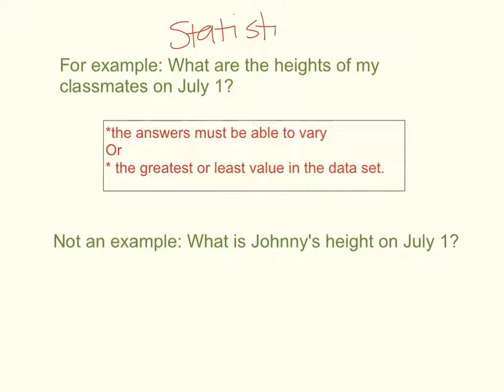Because it asks you, let me write that, statistical question. It asks you a question, and the answers might vary, meaning they might change. It's not a yes or a no question. It's not a one-size-fits-all question. Or it's asking you for the greatest or least value in the data set. An example of a question that's not a statistical question would be, what is Johnny's height on July 1st? You know, Johnny only has one height. It cannot change. It cannot vary.